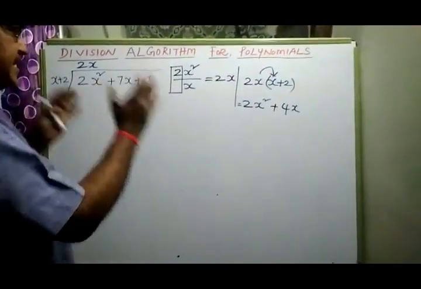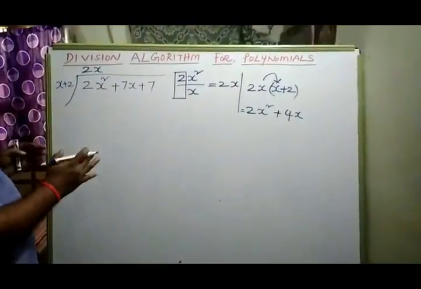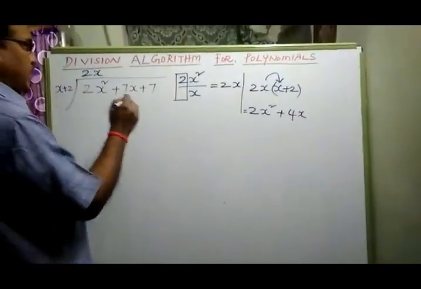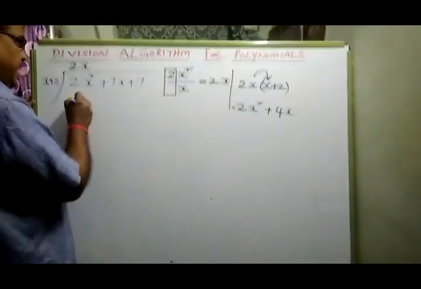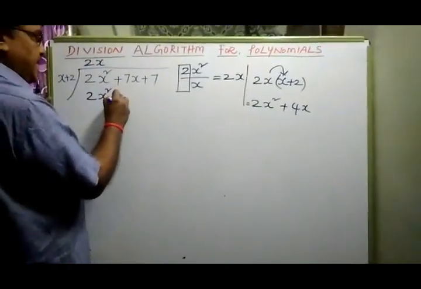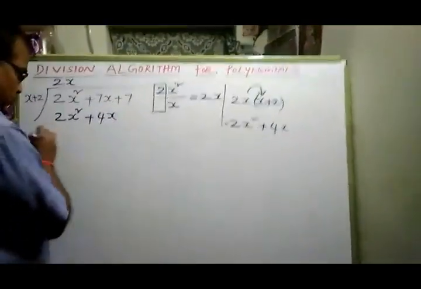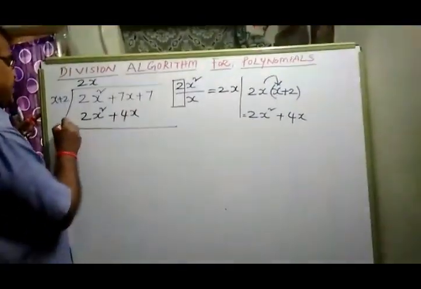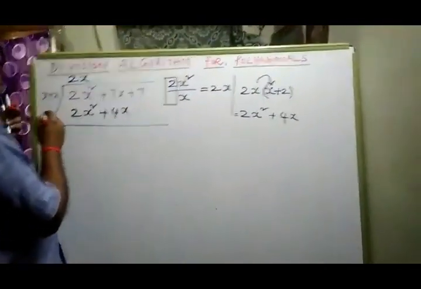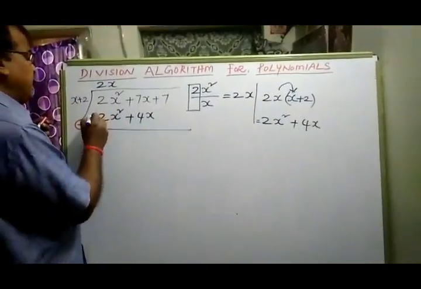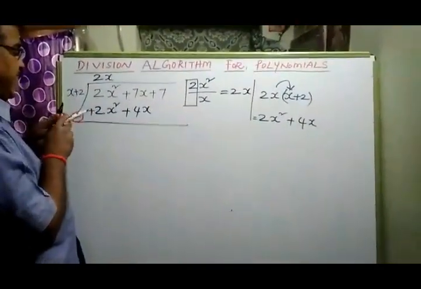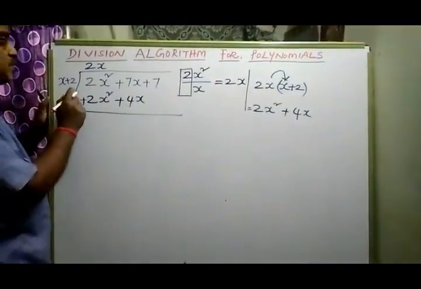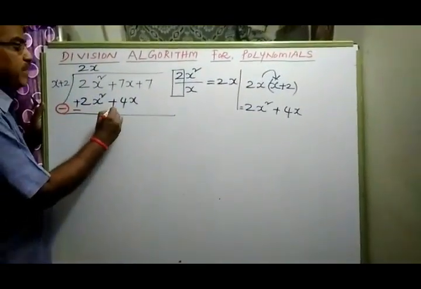Now, place this result below the dividend. What is the dividend? 2x square plus 7x plus 7. Below it, 2x square plus 4x. Now, like normal division, you have to go for subtraction. Because of the subtraction, this plus becomes minus, this plus becomes minus.